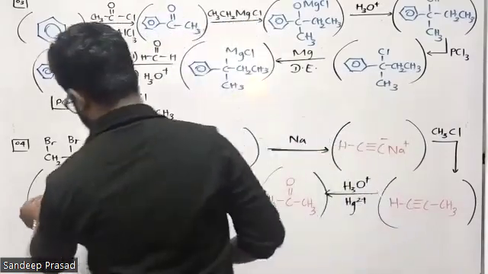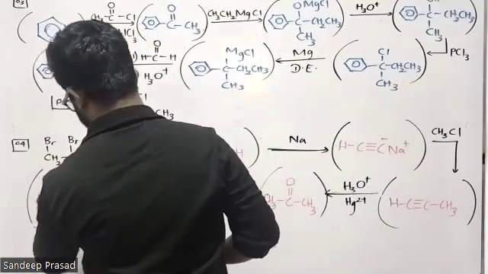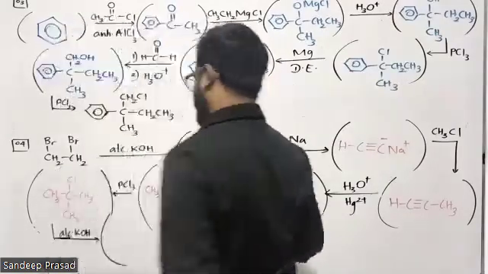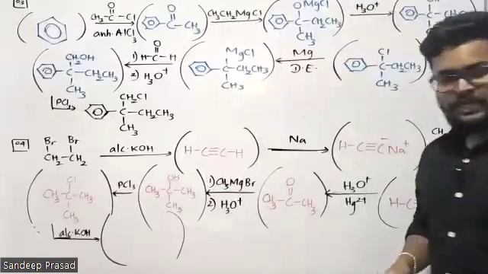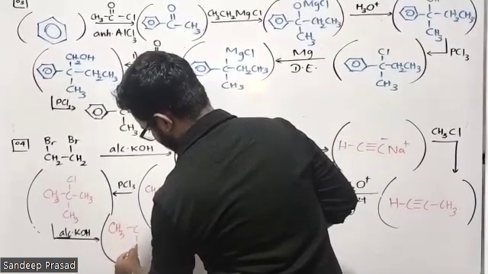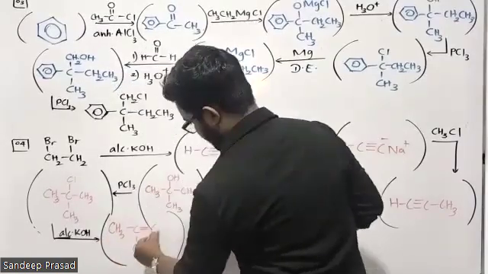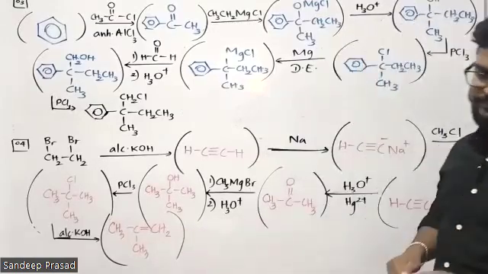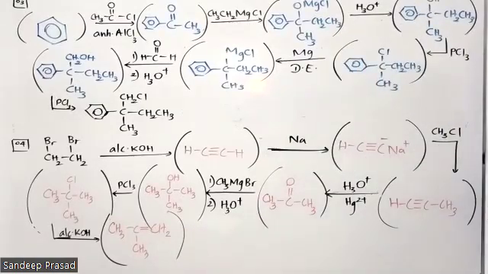So PCl5 is added. Therefore, CH3, Cl, CH3, CH3. Then alcoholic KOH is added. So therefore CH3, double bond CH2, like this. So this is the final product that we can obtain. Yeah. Number 4.